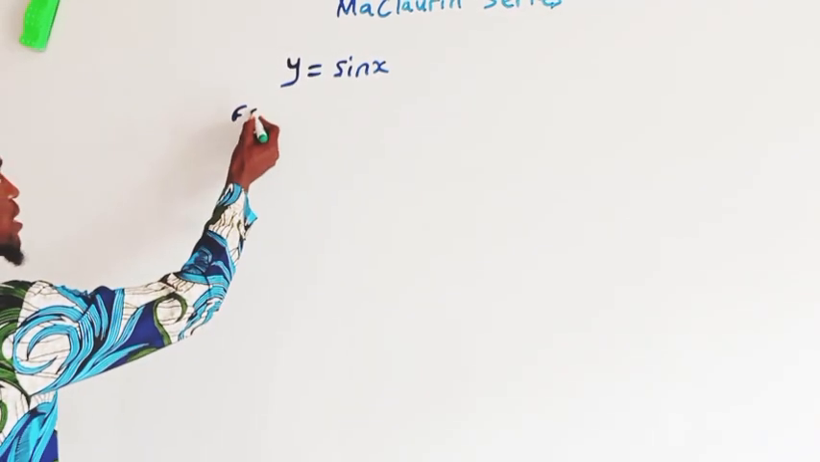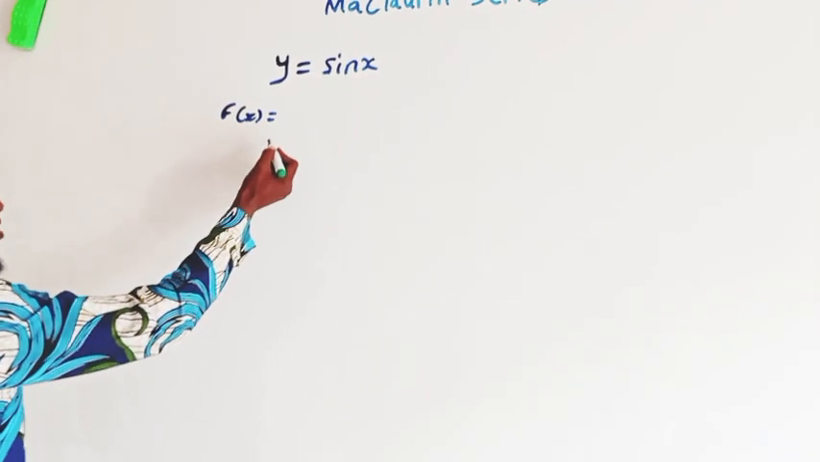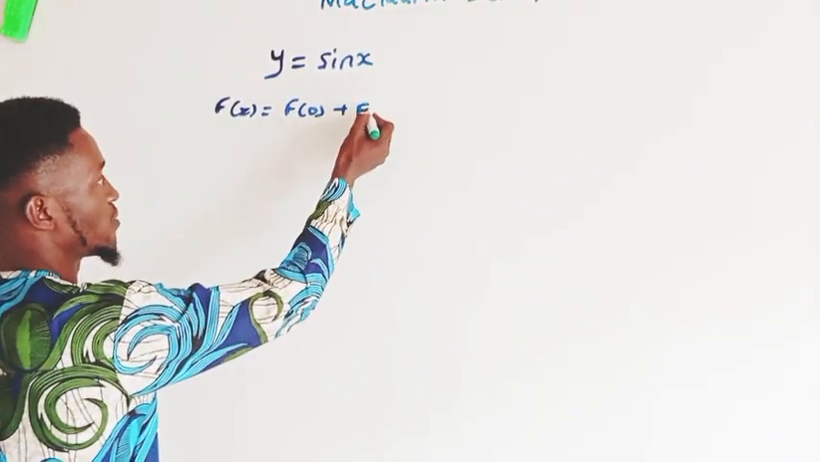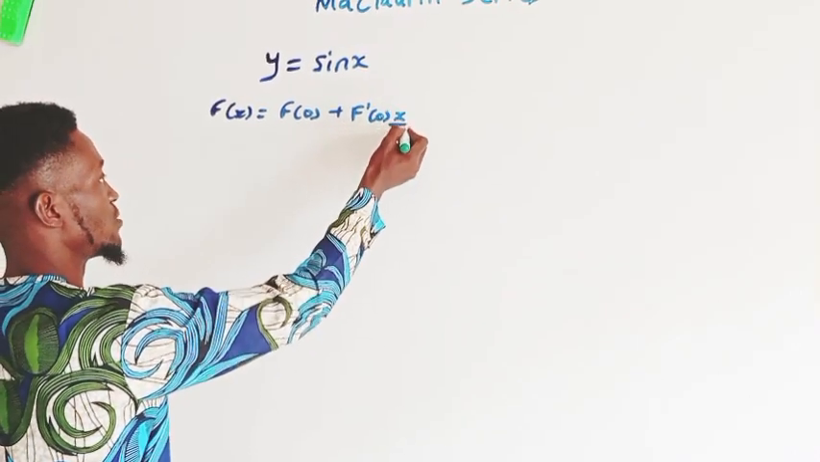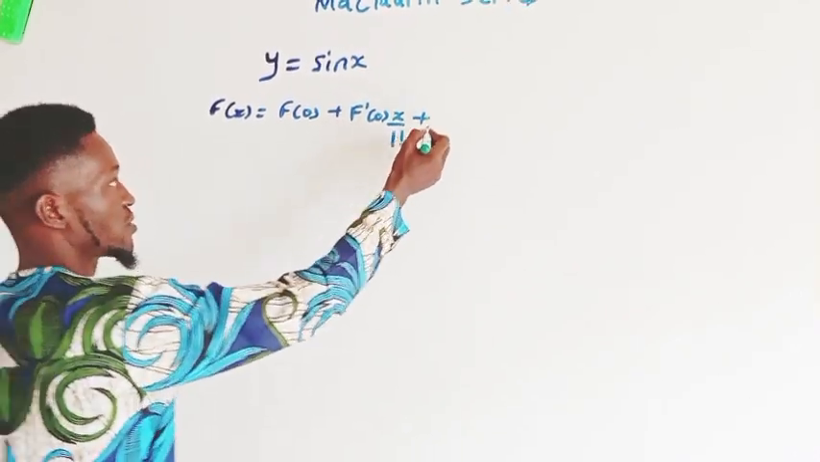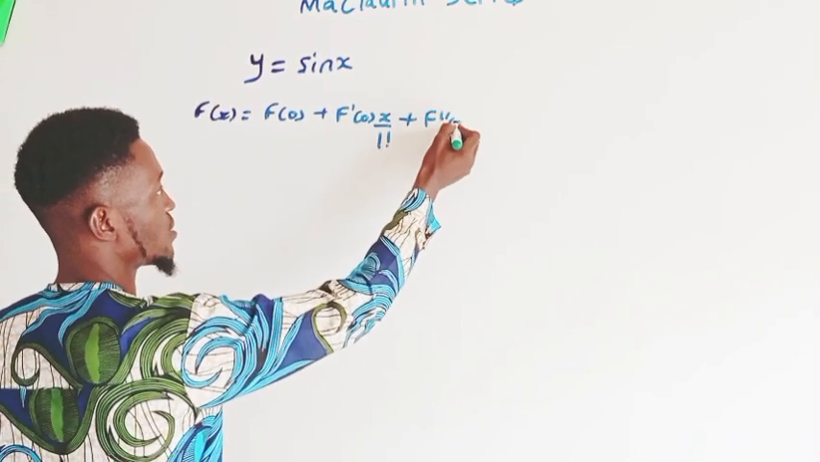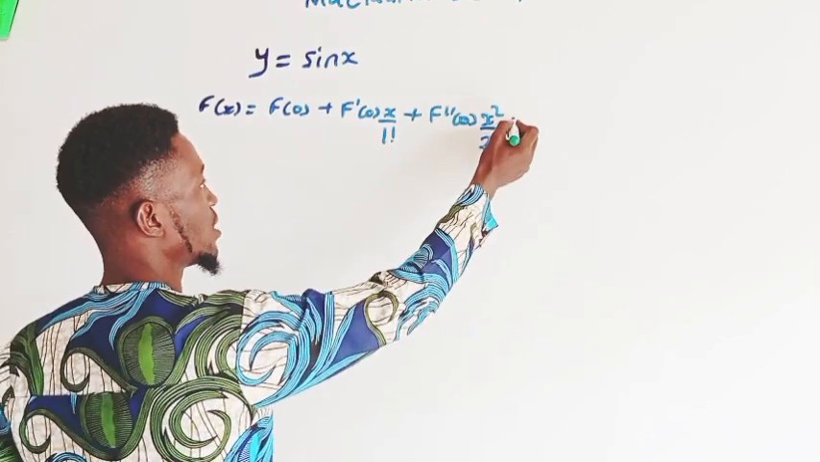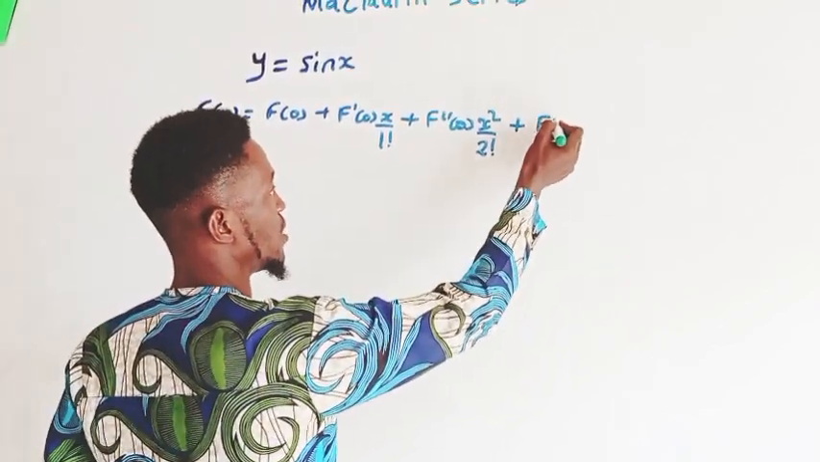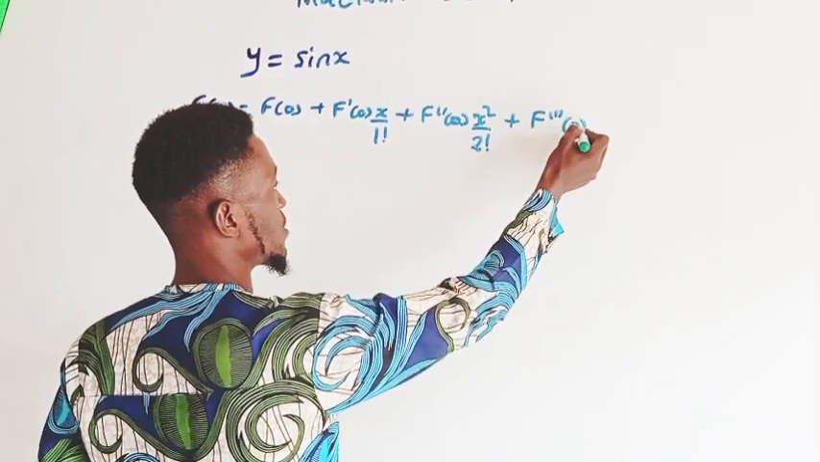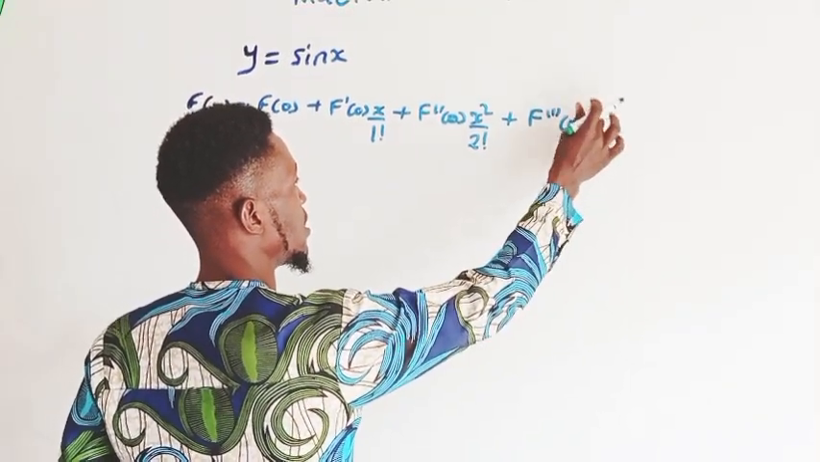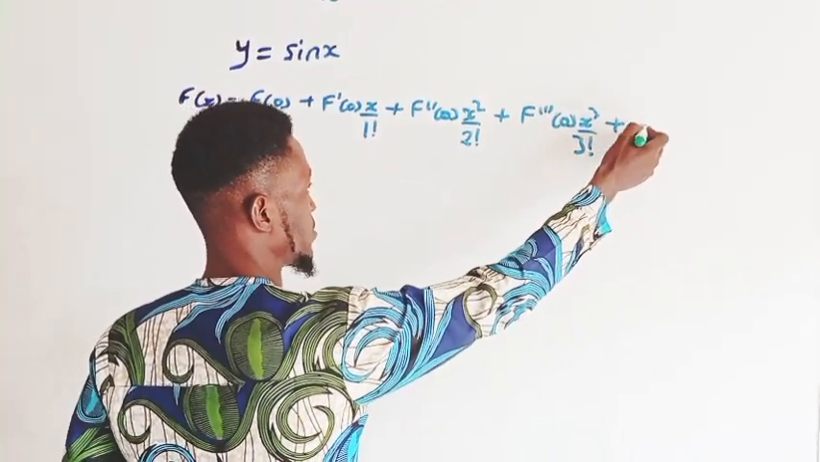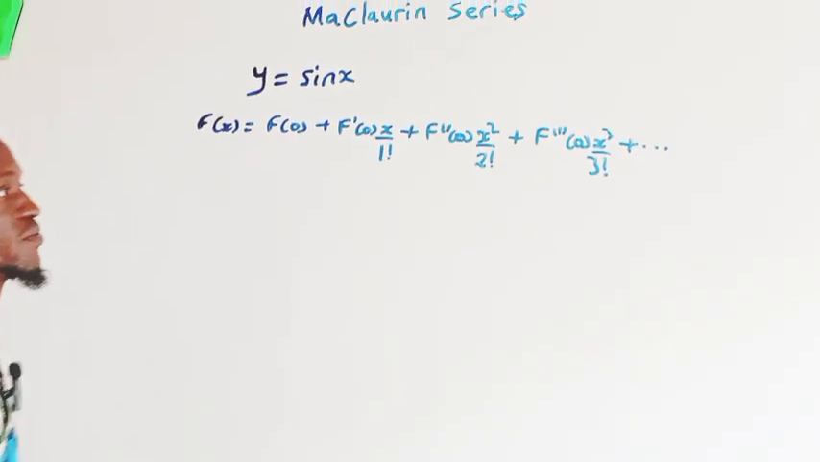We all know that f of x is essentially the same thing as writing f of 0 plus the first derivative f of 0 times x over 1 factorial, plus the second derivative of f of 0 times x squared over 2 factorial, plus the third derivative of f of 0 times x to the power 3 over 3 factorial, and so on and so forth. So it must be of this form first.